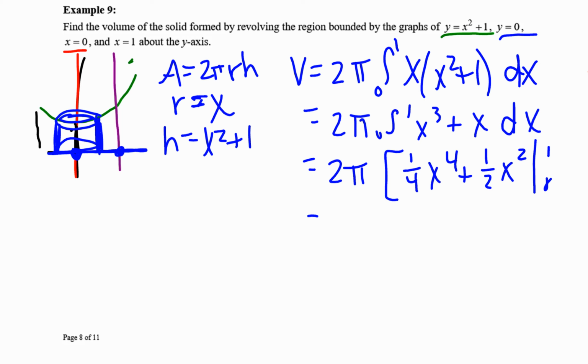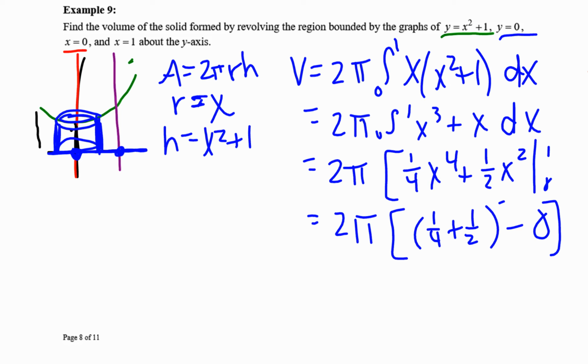Evaluate that from 0 to 1, 2 pi. We have 1/4 plus 1/2. This is 3/4 minus 0. So 3/4 times 2 is 3/2 pi. Nice.